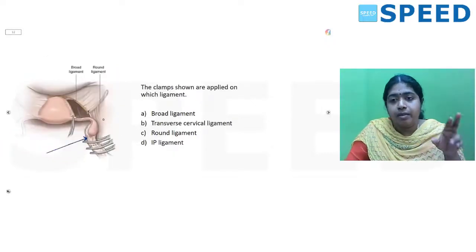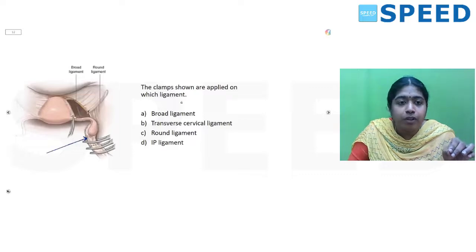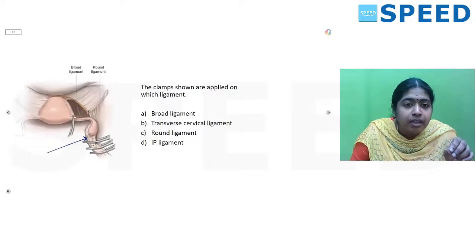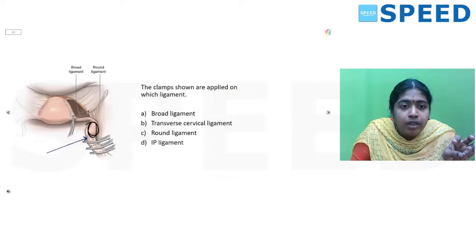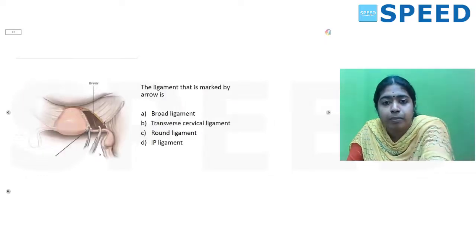Again, a similar question: clamps shown are applied on which ligament? This is very simple. They are asking about this clamp which is placed here. Now this is the broad ligament. Now this is the ovary. Now the ovary is connected here, how? By the ovarian ligament, and the ovary is connected laterally by what ligament? The infundibulopelvic ligament. So here clamps are placed on the infundibulopelvic ligament.